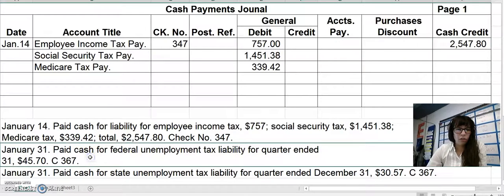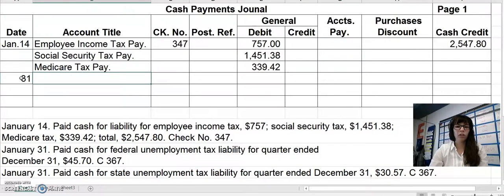Our next one on January 31st, paid cash for federal unemployment tax liability for quarter ended on December 31st, and it's going to be $45.70. This is check number 367. These checks aren't in order because the dates are not in order as well too. We assume there's other things going on. And so we're going to pay cash for federal unemployment tax. This is a long one here. Unemployment tax payable, and you need to put federal or state because there are 2 separate ones on here. Maybe I'll just abbreviate it FED, even better for you guys.